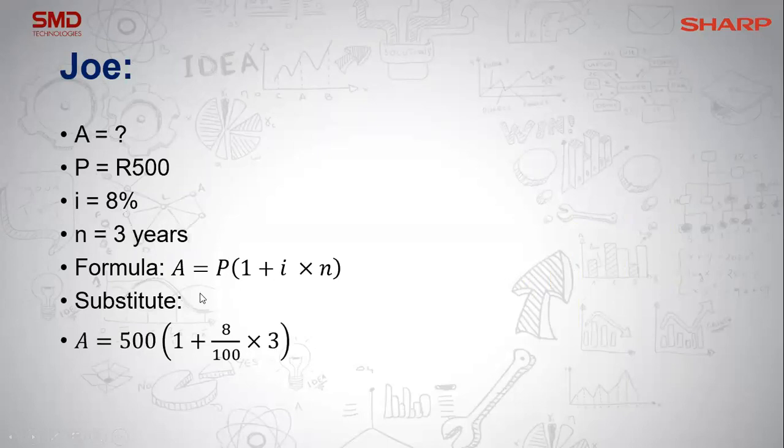So P is 500. Your 8, or 8%, remember, as a percentage is written as a whole number, but it can be written either as a fraction, so 8 over 100, or as 0.08. I like to write it as 8 over 100 because later when we do compounding intervals, it becomes quite handy to have that fraction already. Okay, and then of course 3 years.